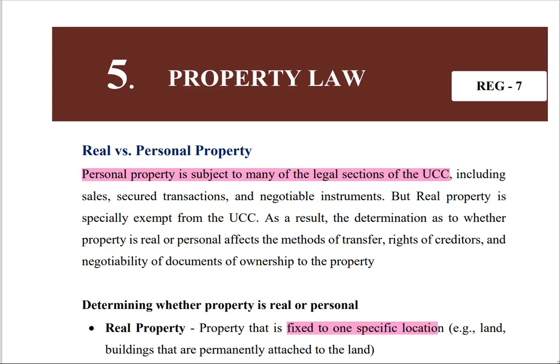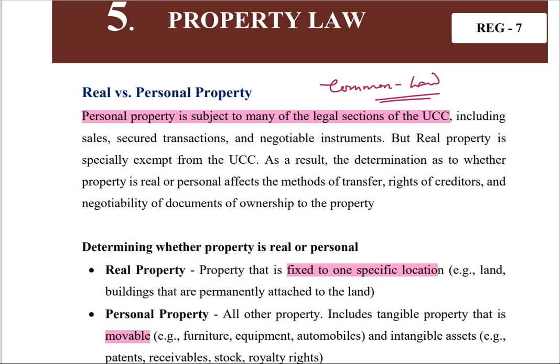Now let's discuss property law. Personal properties are subject to UCC rules. Real properties are not subject to UCC rules. Common law will apply for real properties.